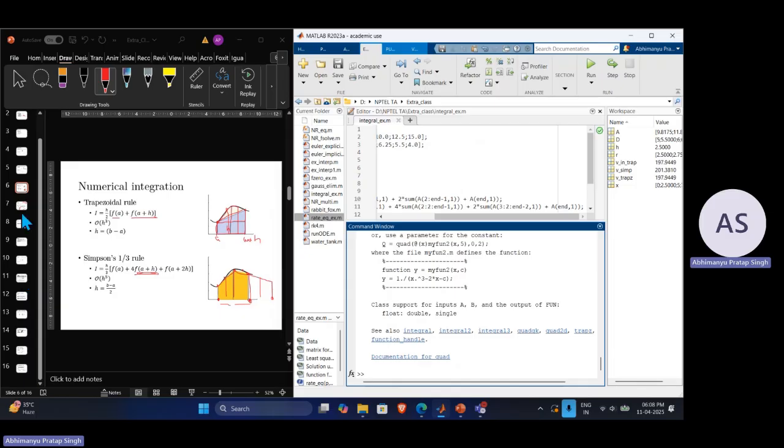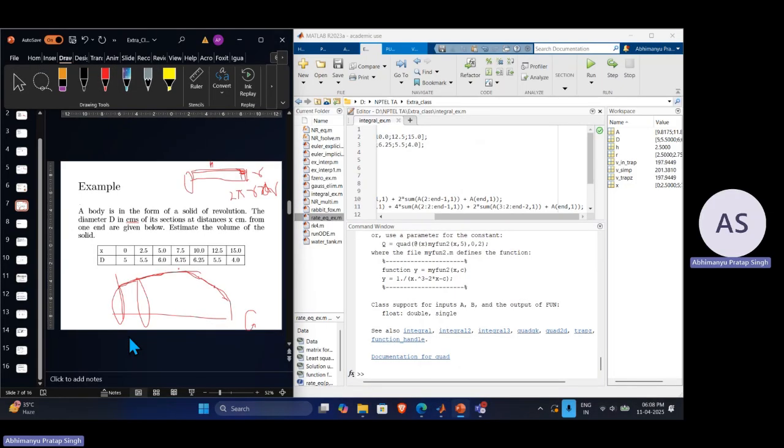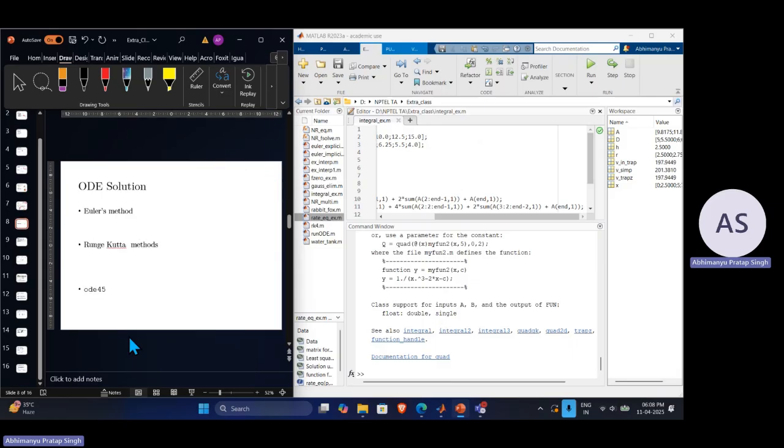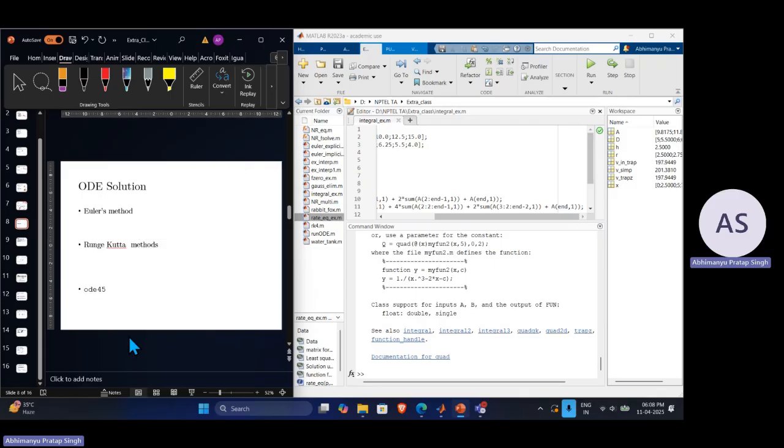That is there. Now let us go to the next part. We saw this example. Now we have the ODE, like Runge-Kutta, Euler's method, like ODE solution. So until now we were doing integrals of basic functions, right? Now we will be doing solutions of ordinary differential equations, right? So first one is Euler's method.